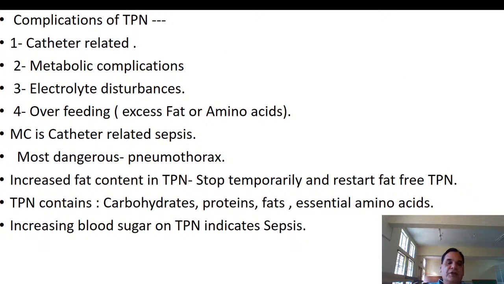So what are the complications? This is all good so far. Complications are mainly catheter related.